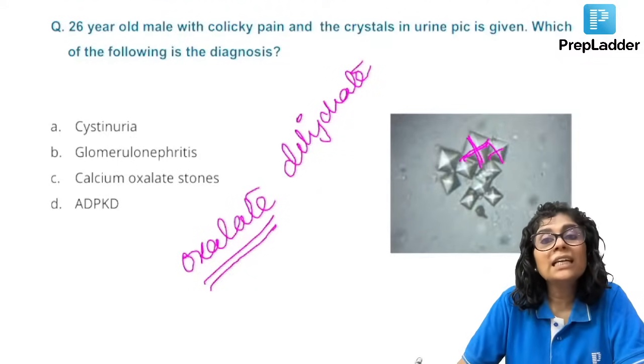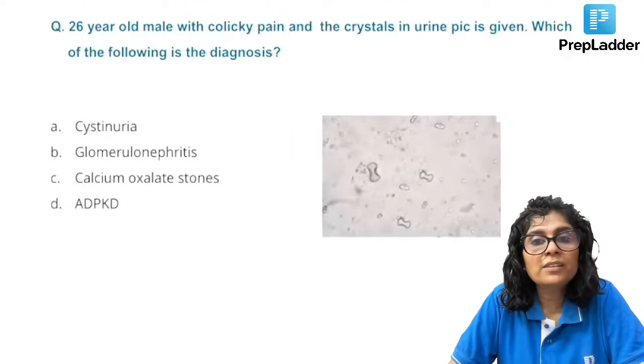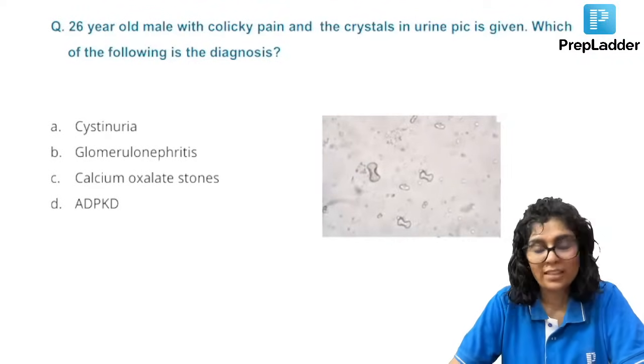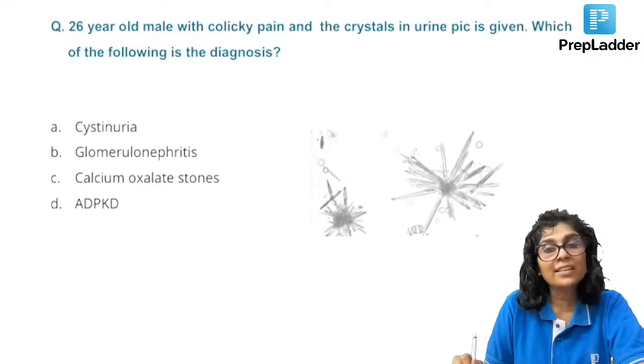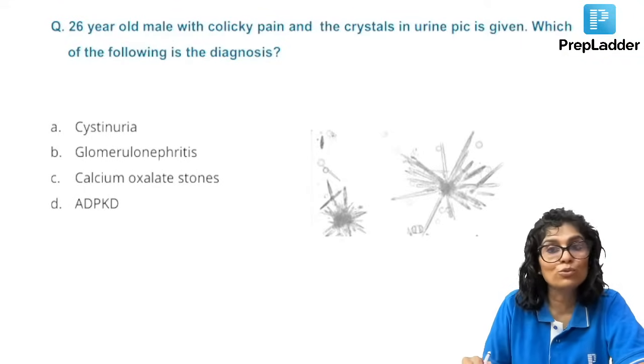What if you see a dumbbell shaped crystal? Can you see that here? Dumbbell shaped crystal is calcium oxalate monohydrate stones. Okay. If you see flat wedge shaped crystals like this, flat wedge shape, it is calcium phosphate stones.